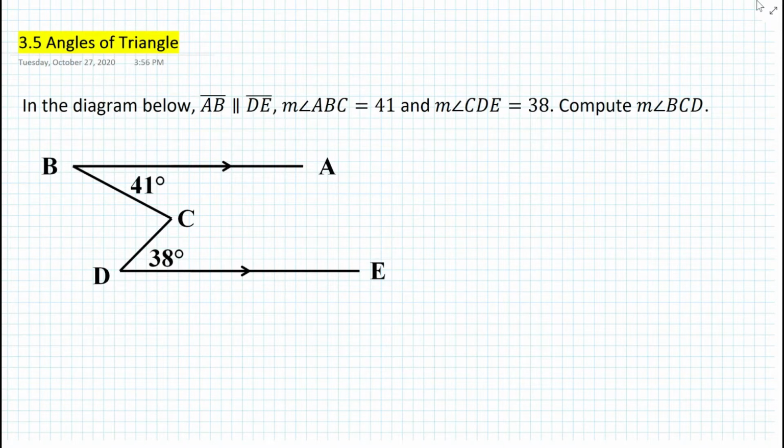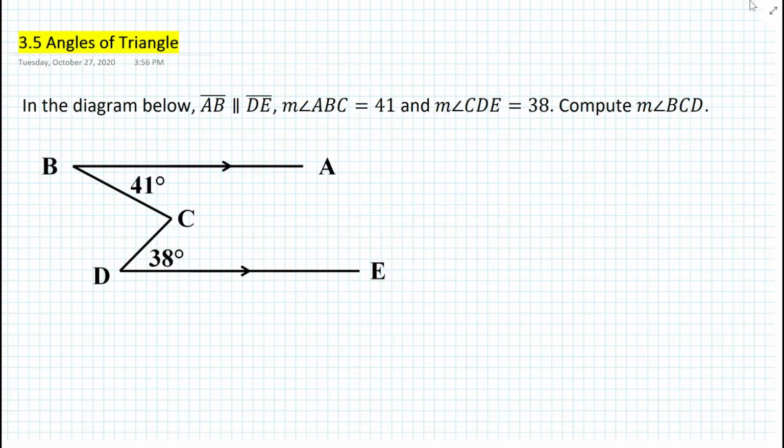In today's lesson, we will be learning about angles of a triangle. And in order to learn that, let's first look at the following problem. In the diagram below, segment AB is parallel to segment DE. Measure of angle ABC is equal to 41 and measure of angle CDE is equal to 38. Compute the measure of angle BCD.